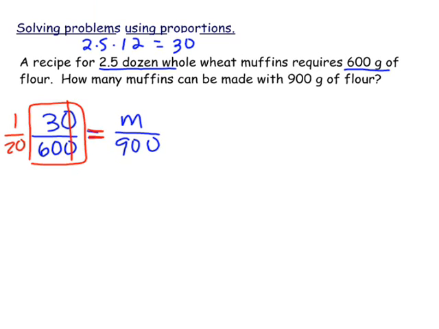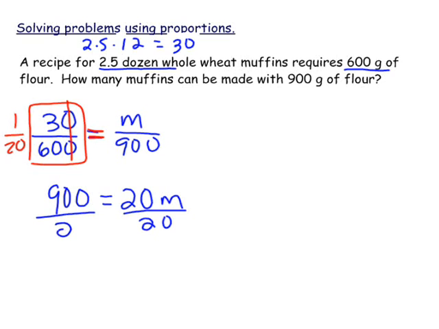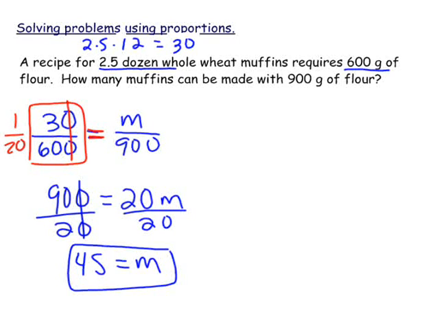All right, this makes our math a little bit easier, so we're going to do 1 times 900 is 900, and 20 times m is 20m. Divide by 20. I can simplify that, and 90 divided by 2 is 45. So I can make 45 muffins with 900 grams of flour.